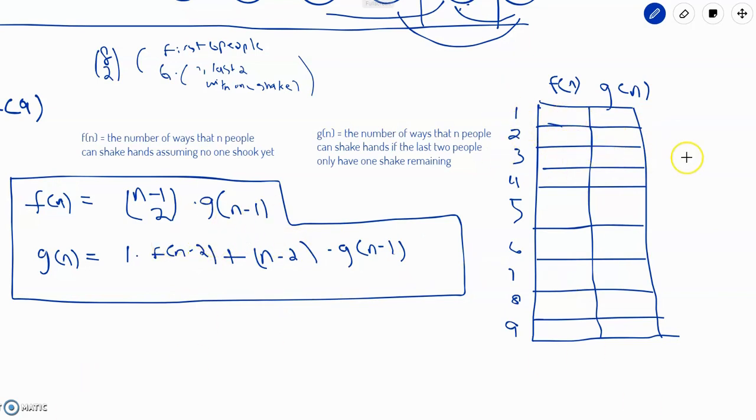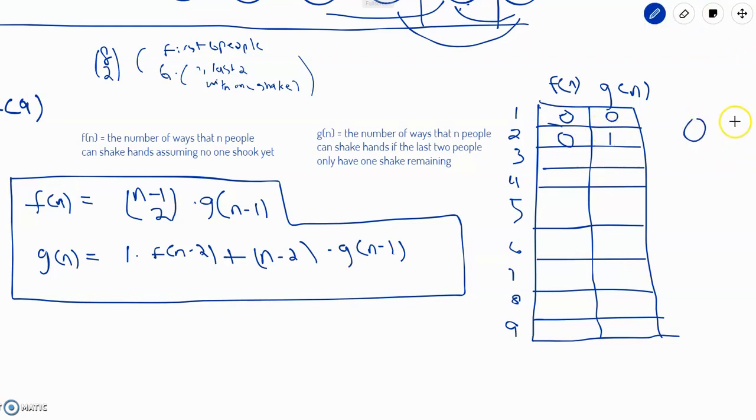But fortunately, computing these is very simple, since it's just what happens when we have 1 person or 2 people. If we have 1 person, there's no way to make it so that this person shakes twice, because there's only 1 person. And g of 1 is also 0, because there's no state where the last 2 people in this set of 1 person have 1 shake remaining, because 2 is greater than 1. Now f of 2 is also equal to 0, because if we only have 2 people, they can't shake twice, right? So that has to be 0.